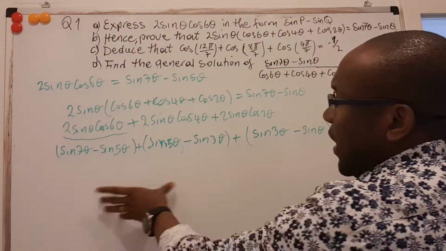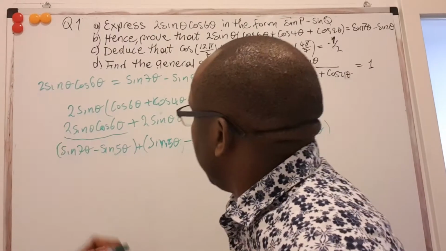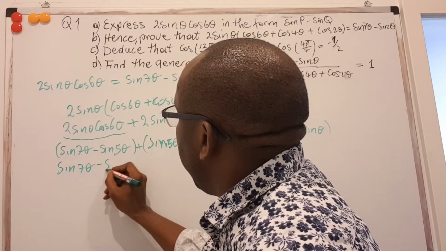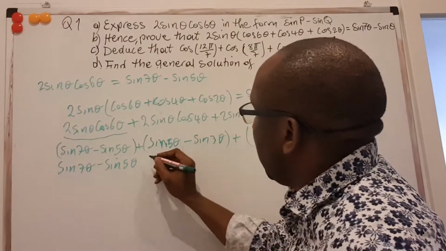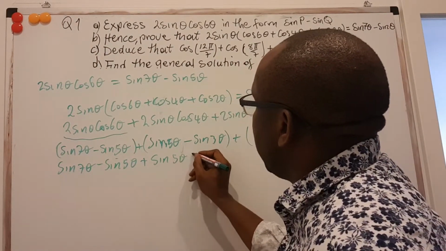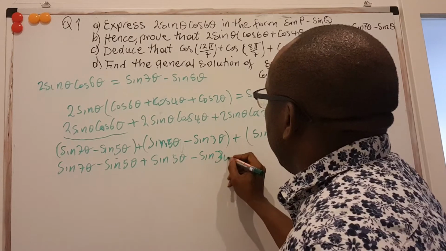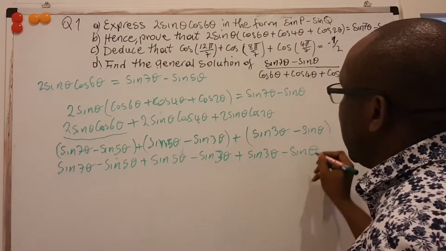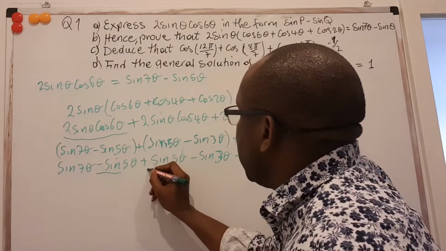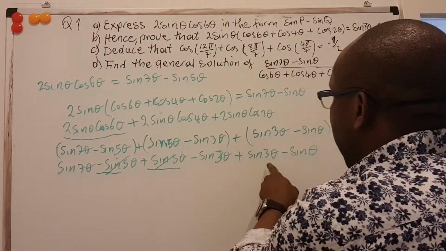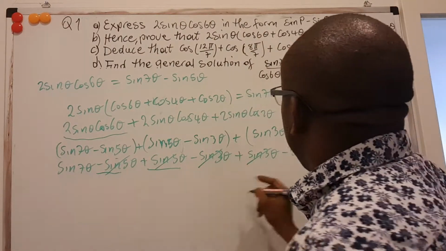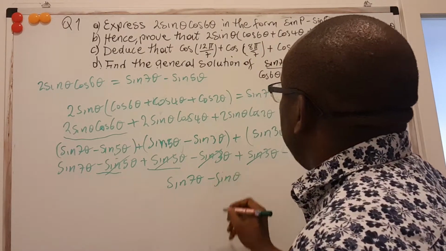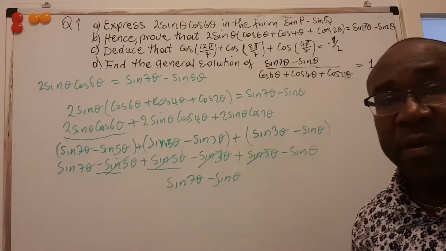So we are left to open this up and fix it. So this becomes sine 7 theta minus sine 5 theta plus sine 5 theta minus sine 3 theta plus sine 3 theta minus sine theta. If you watch this very well, this is a minus, this is a plus, so they can go off. This is a minus, this is a plus, so they can go off. We are left with only 2 terms, and that is sine 7 theta minus sine theta, which is what we expected to show. So that's for the B part.